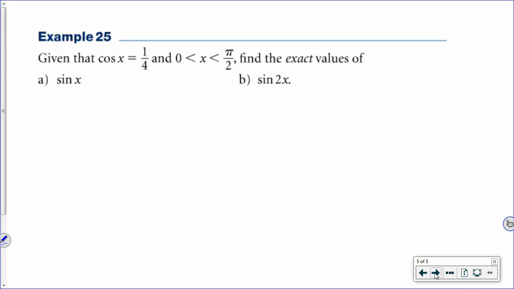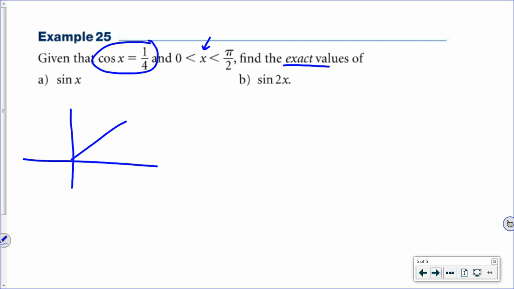Another common thing they ask us to do with our identities, and this would be a non-calculator question for sure, it says exact values. Given a ratio like 1/4, so not one of the ones from a special triangle, we're supposed to find another trig function like sine x, and this is all without ever knowing actually x. They do tell us that x is between 0 and 90, so if it helps for you to sketch, you can sketch an angle in that quadrant.